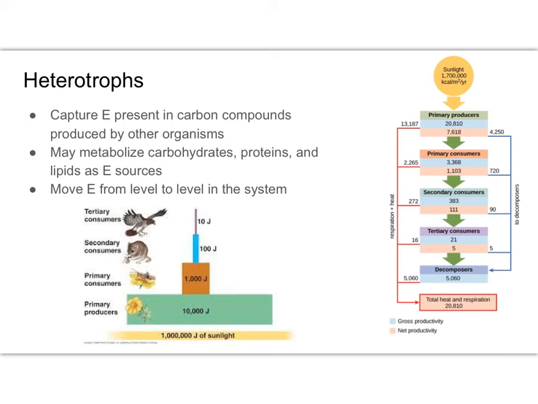Remember, your heterotrophs are going to be organisms that capture energy present in carbon compounds produced by other organisms. So those carbon compounds, like for instance glucose, produced by the autotrophs. They can metabolize carbohydrates, proteins, and lipids, all as energy sources. They'll metabolize them, usually doing hydrolysis, using water to break those down, and they'll release the nutrients from there.